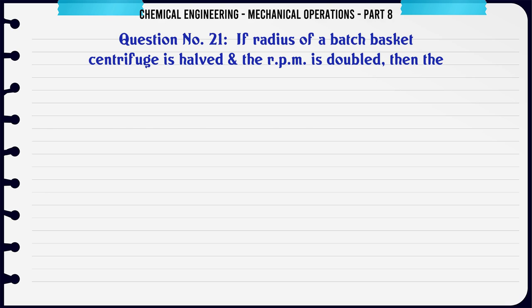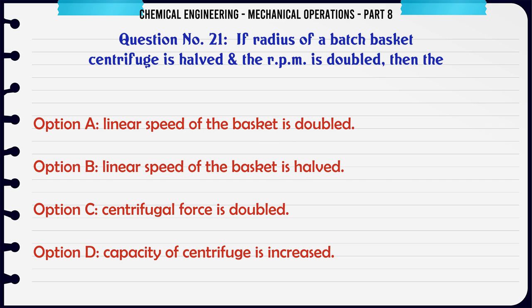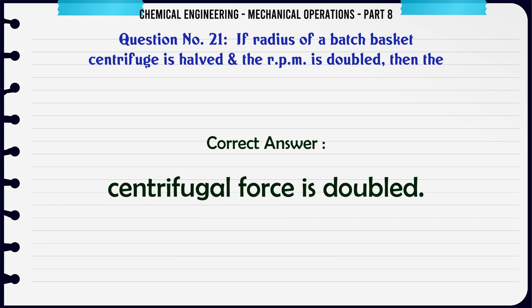If radius of a batch basket centrifuge is halved, the RPM is doubled, then the A. linear speed of the basket is doubled. B. linear speed of the basket is halved. C. centrifugal force is doubled. D. capacity of centrifuge is increased. The correct answer is centrifugal force is doubled.